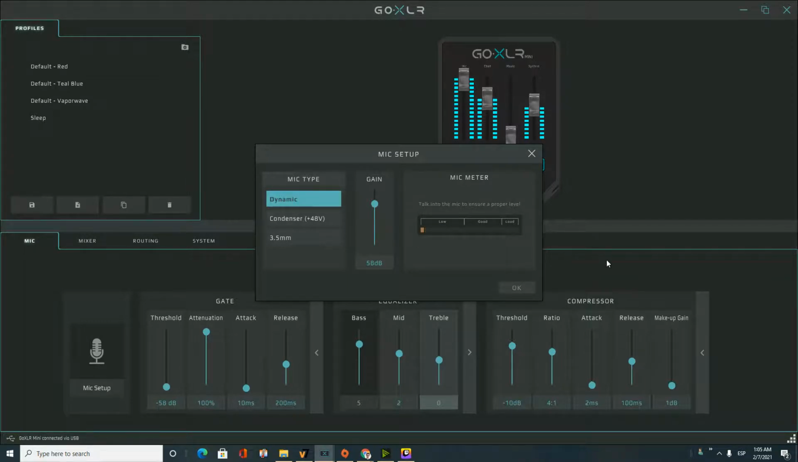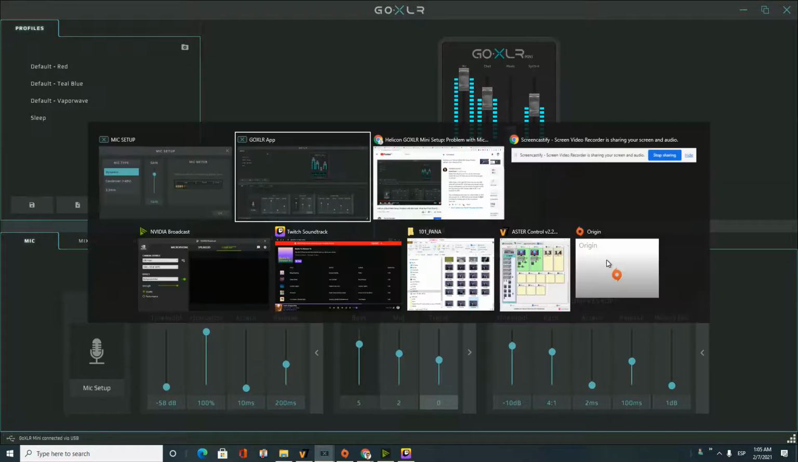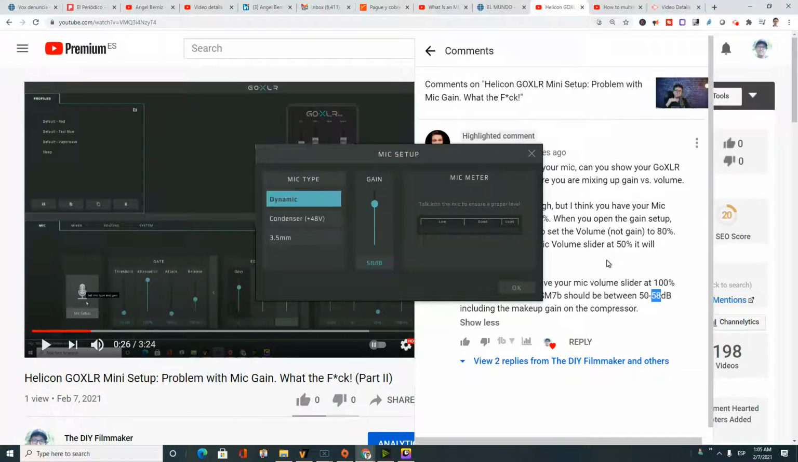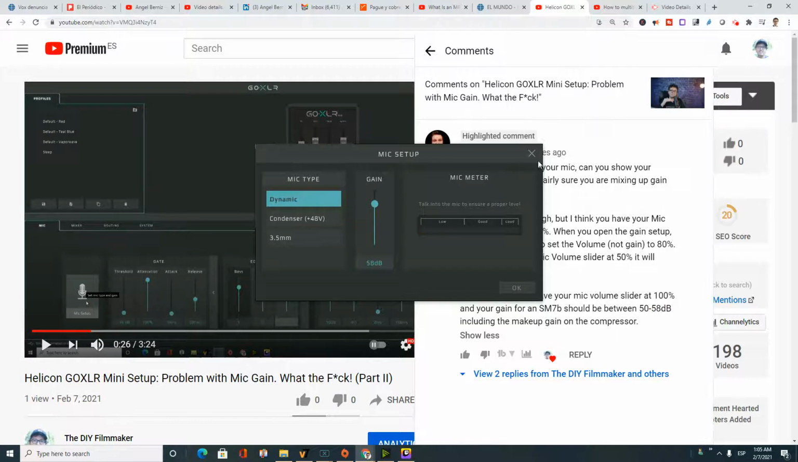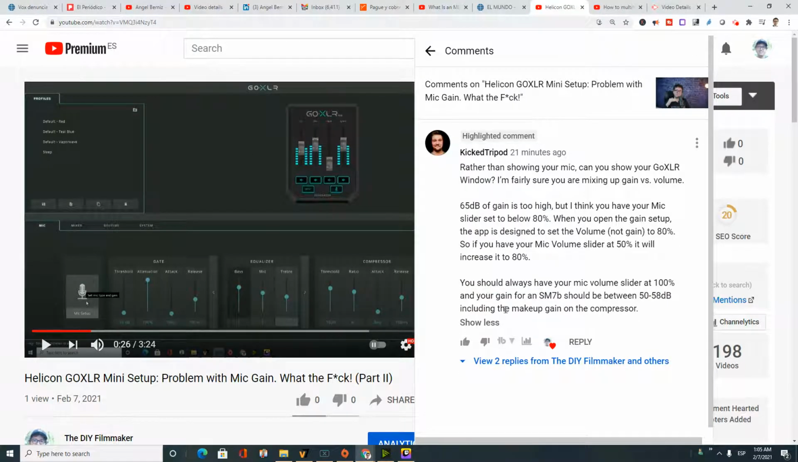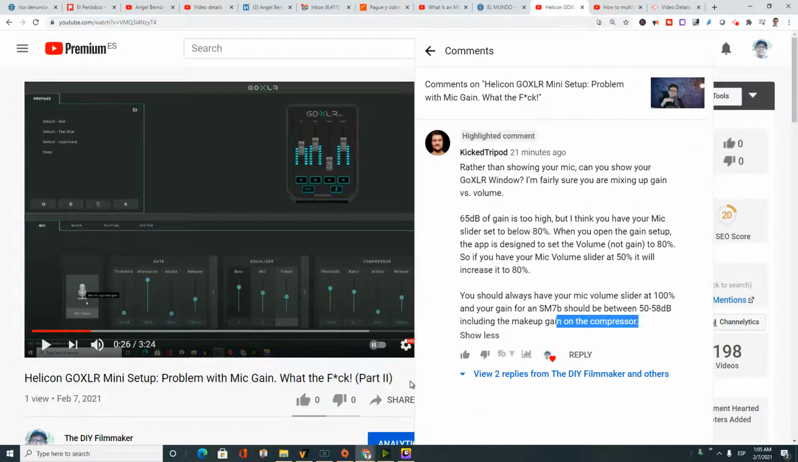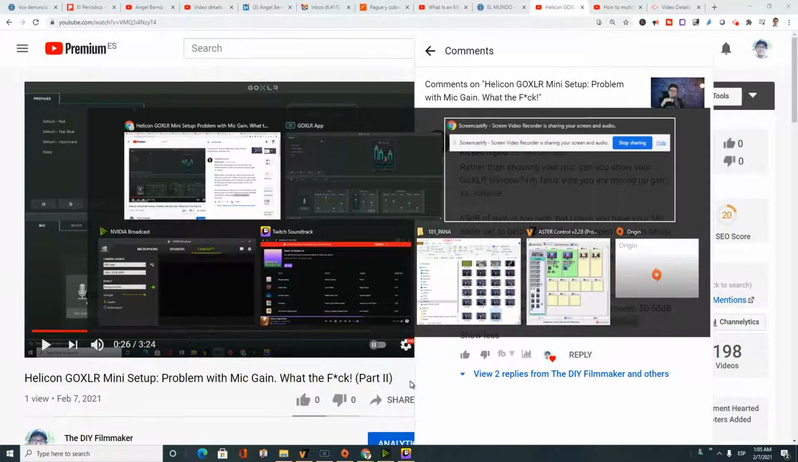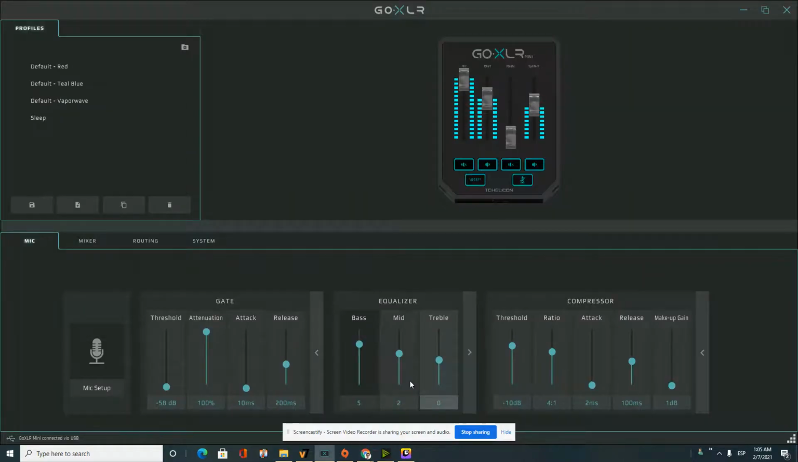And he mentioned something else. He makes a mention of the gain of the compressor, right? He says here, including the makeup gain on the compressor. Okay, let's see, where is this? Because I've seen, of course, my compressor, but which is the gain here? There is threshold, ratio, attack, release, makeup gain. Okay, here it is. So is it too low? I wonder if 1 dB is too low.